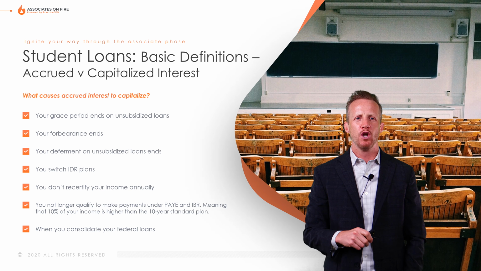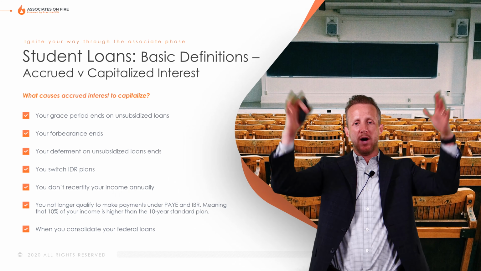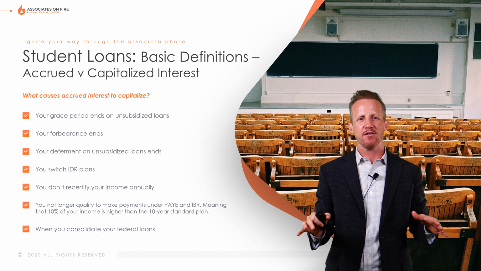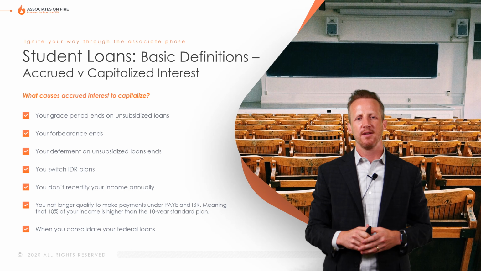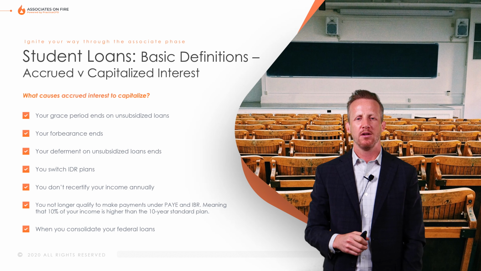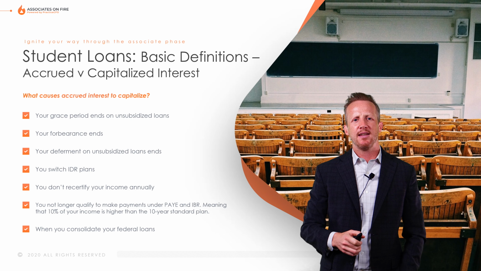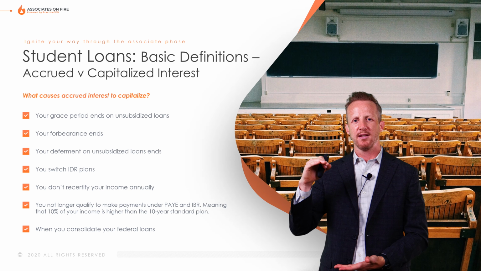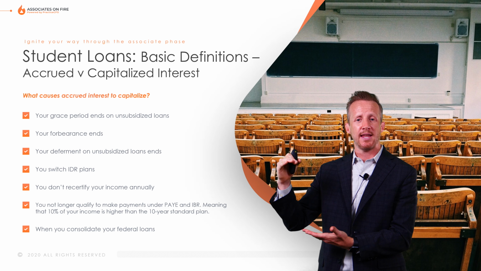Next is if you no longer qualify to make payments under Pay As You Earn or IBR, not REPAYE, but PAYE and IBR, meaning that your income got so high that 10% of your income is now higher than a standard 10-year repayment plan. You basically no longer qualify to make payments under a PAYE or IBR arrangement. It's called a hardship. You're no longer suffering a hardship. And if that happens, then at that point all the interest that you accrued up to that point suddenly gets tacked onto the balance of your loans, and now you'll pay interest on that interest.